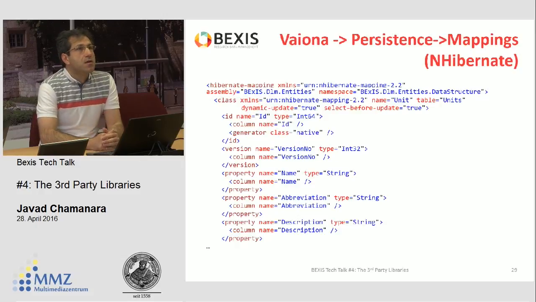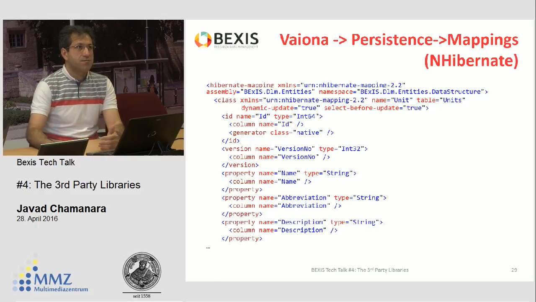Okay, so if you are familiar with NHibernate, which I guess yes, you can map an entity to a database table or more than one database table using so-called NHibernate mapping files, which actually this is an NHibernate mapping that is mapping this class named unit. This unit is a unit of measurement that we are using in BEXIS and is mapped to the table units.